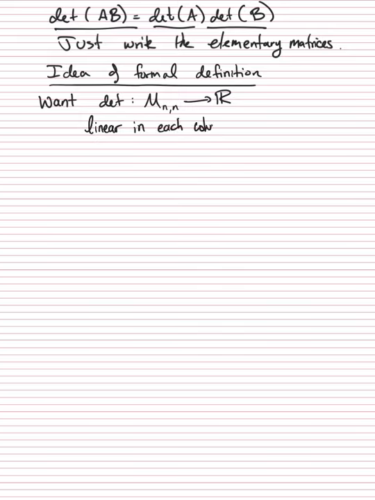So if I take a linear combination in any column and take the determinant, it's the linear combination of the determinants. And we wanted the identity to have determinant 1, just somewhere to start, and then we wanted switching columns to correspond to multiplying by -1. Once we had these three properties, we were able to deduce everything we wanted about column operations, so elementary matrices, and then we extended everything to arbitrary matrices.